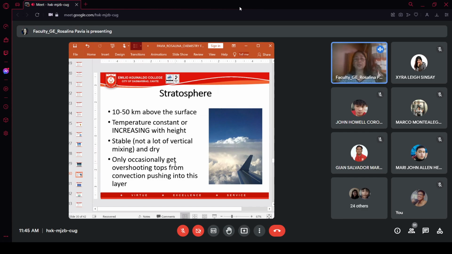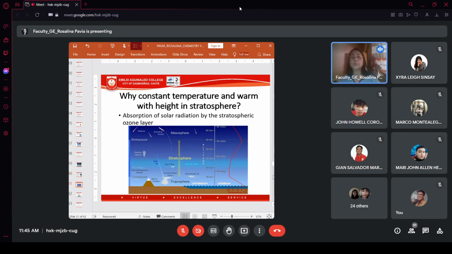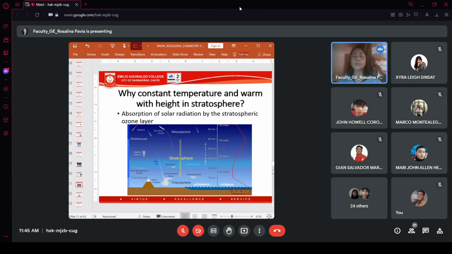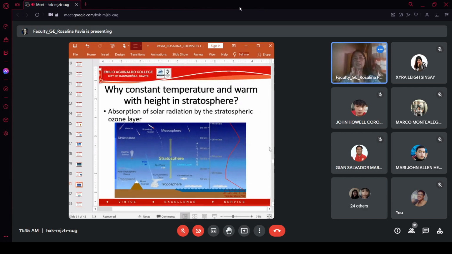Only occasionally get overshooting top from convection pushing into this layer. So yung convection, that is the amount of heat, we are referring to heat. So why constant temperature and warm with height in stratosphere? Bakit constant or hindi nagbabago or tumataas yung temperature as you go up, as you increase the height in stratosphere?